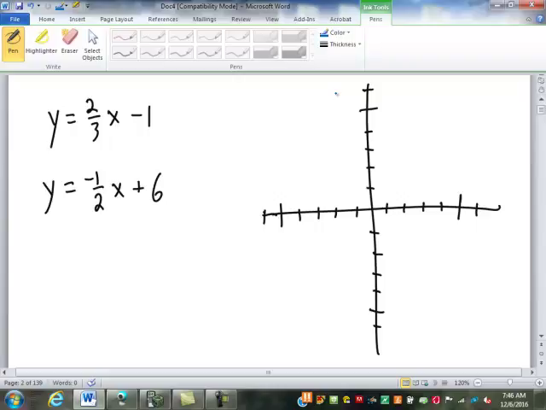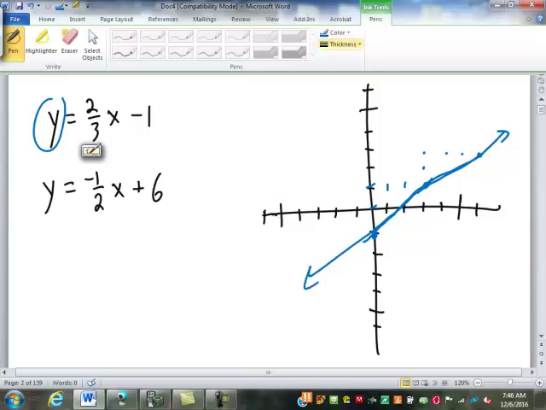So, top equation, where do we start? -1, from there we go up 2 over 3. I'll do it again, up 2 over 3. Pretend that's straight, but I made my graph okay. What's that? I just did it twice to make sure I kept going straight.